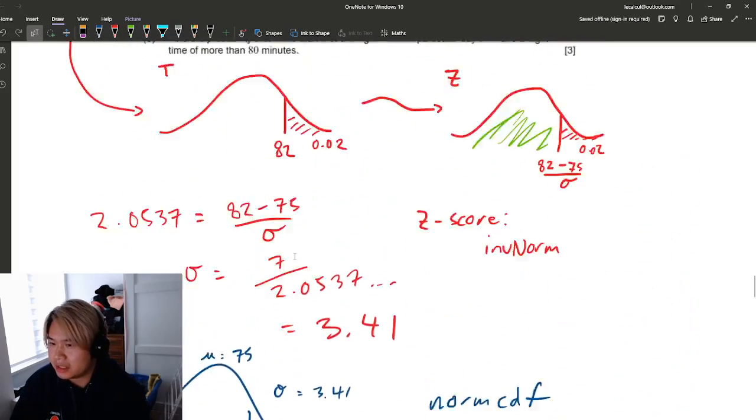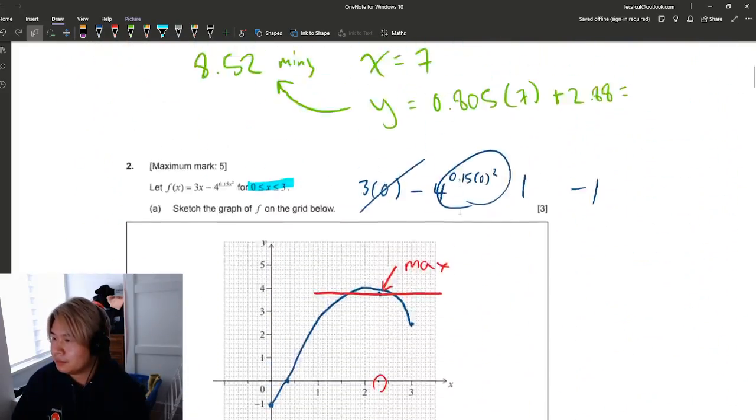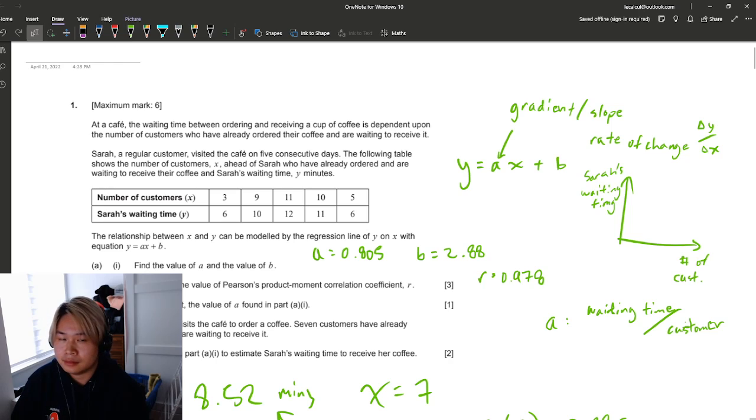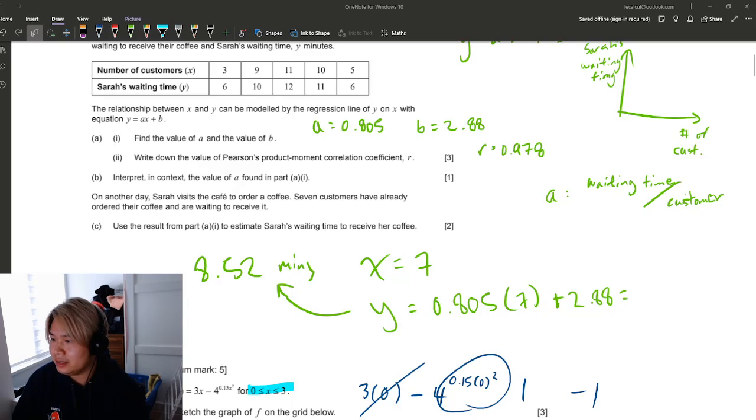Okay, let's just go over the answer key real quick here. I don't think I can show you both screens at once, so I'll just let you know. I got the A right, I got the B right, I got the R right, but that was just reading it off the calculator.